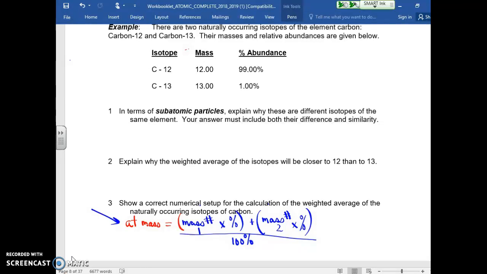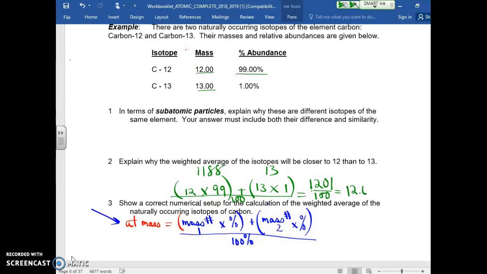It's very straightforward. It says that the mass of the first isotope is 12. Let me put that in here. So I have 12 times the percent abundance, 99%. The second isotope has a mass of 13, times this percent, a low 1%. I'm going to divide that by 100. When I get that, it's a 1188 plus 13, which gives me 1201. Of course, that's divided by 100. So I get an answer of 12.01.